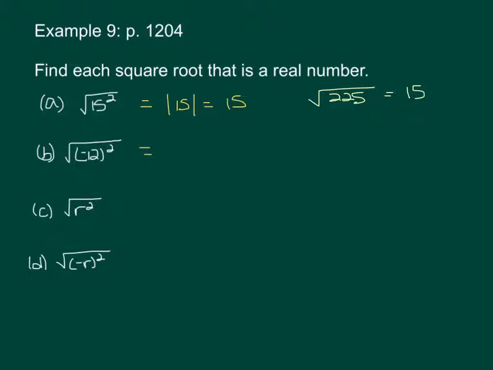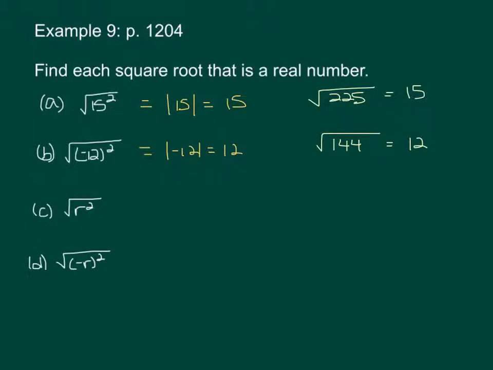So the square root of negative 12 squared is going to be the absolute value of negative 12, which is 12. And again, you could also work it out a longer way by saying negative 12 squared is positive 144, and the square root of 144 is 12.